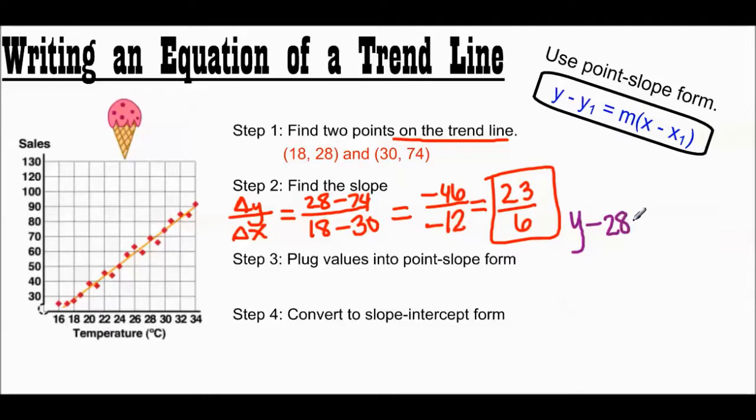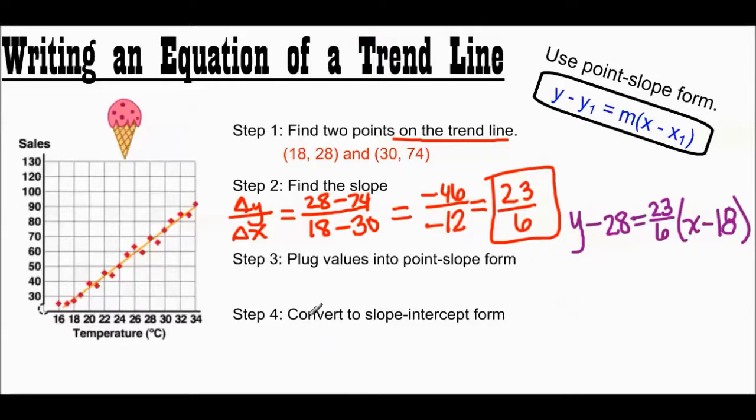28 equals 23 over 6 times x minus the x value of 18. Whew, that's ugly. That reads x minus negative 18. I can't stand it. I'm going to erase it and redo it. There we go, much better.